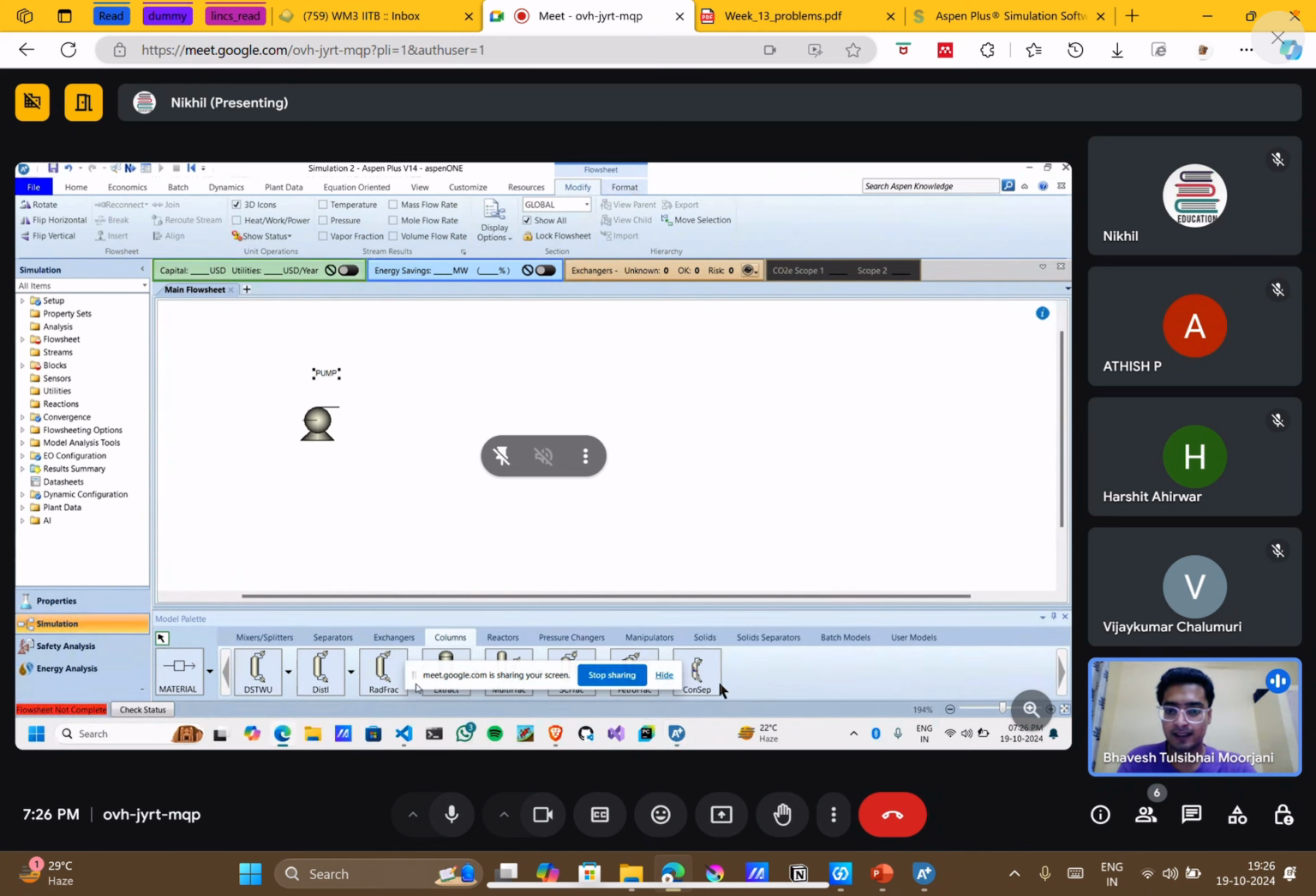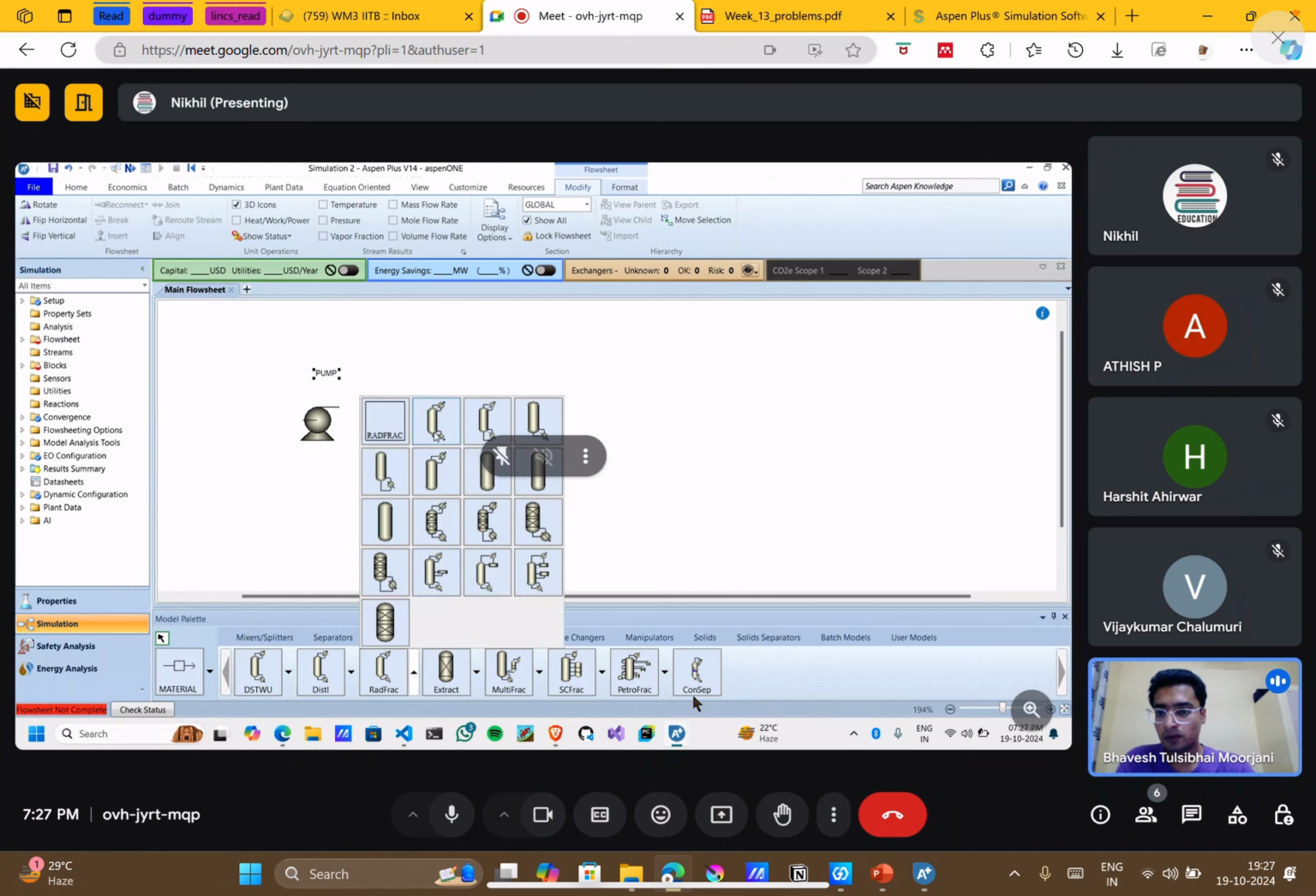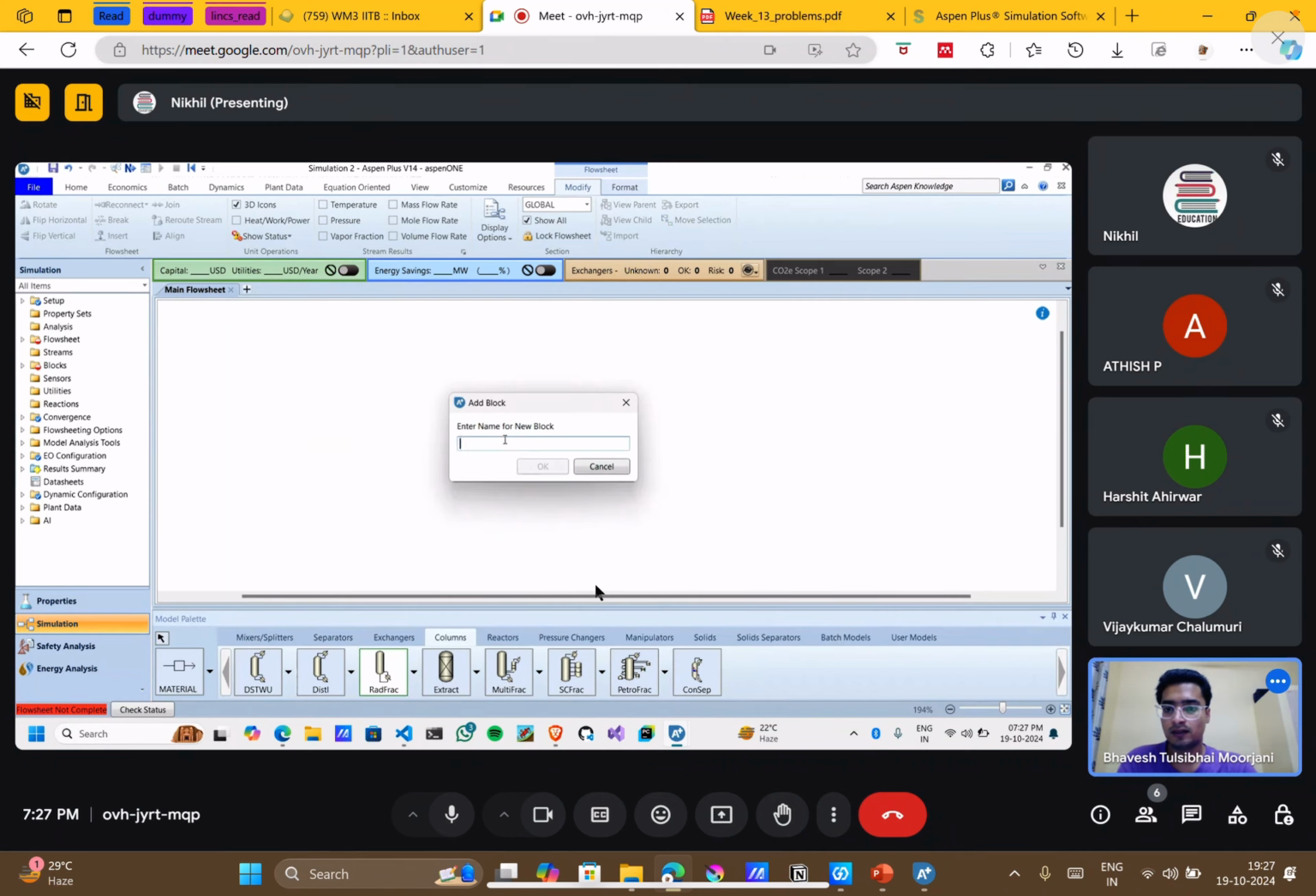Hide this Google Meet part, it's affecting it. Now select the stripper part. That will be your left, the second row, first column. Select it and add it. Name it C1, stripper. That is fine.